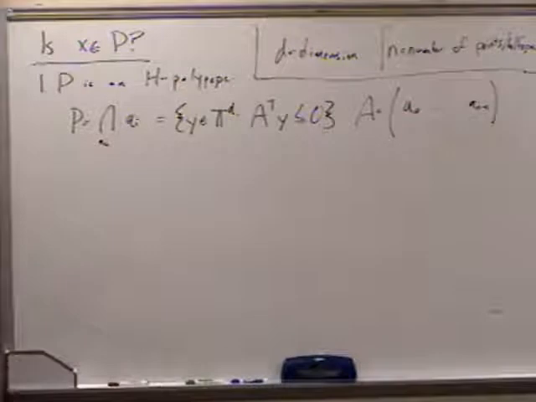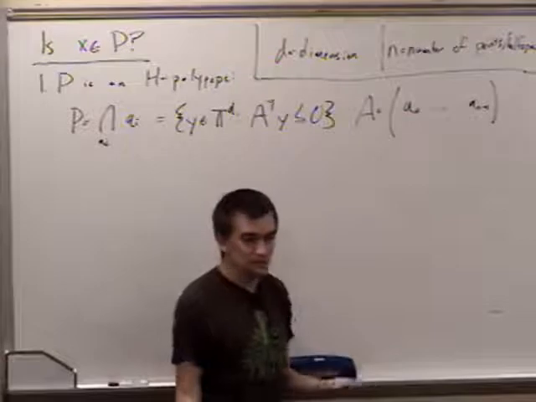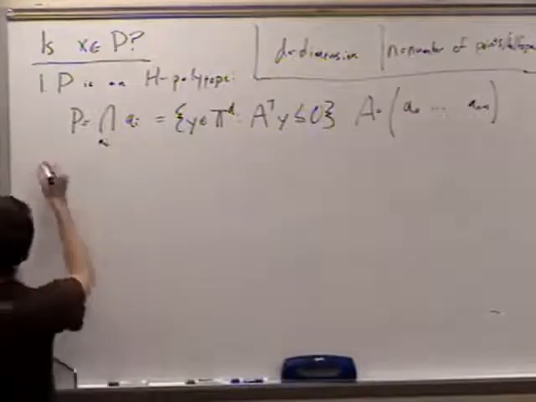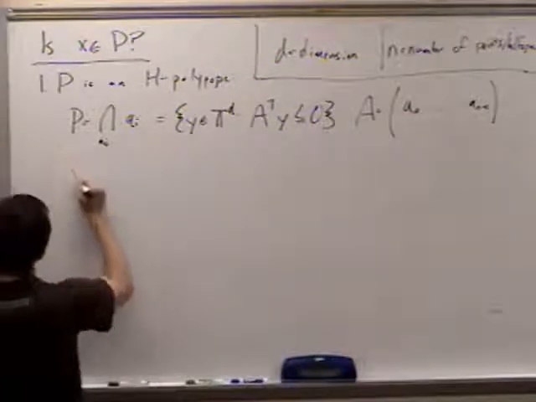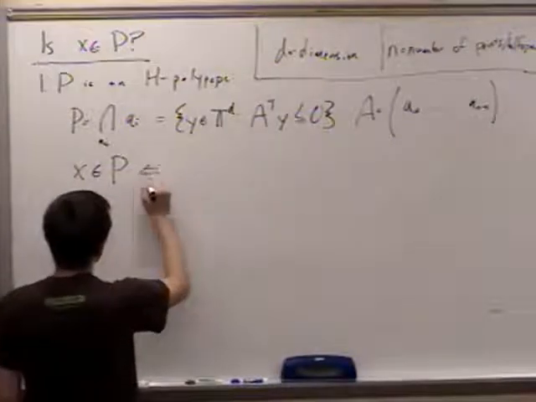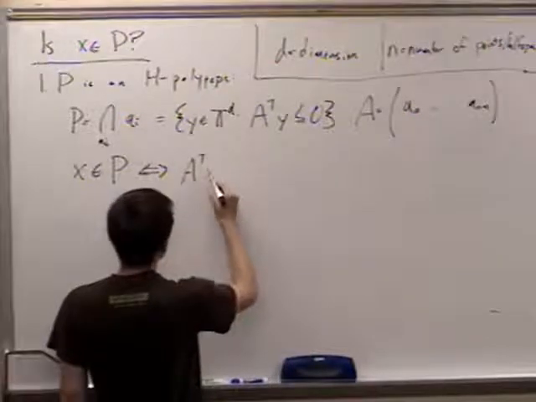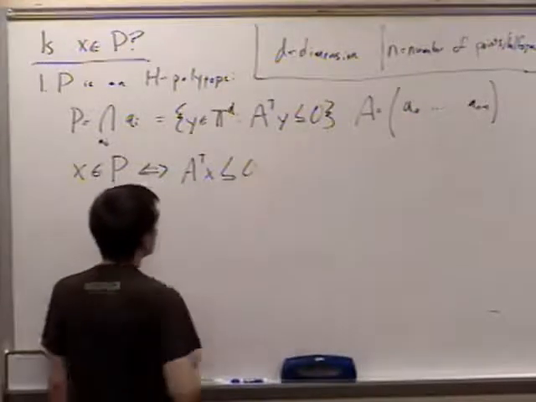So in this case, if P is an H-polytope, and we want to check if a point x is inside P, then this is really easy, right? We just have to plug it into this formula here and then check that it's less than or equal to 0. So it's really straightforward. So in this case, we'll say x is contained in P if and only if A transpose x is less than or equal to 0.